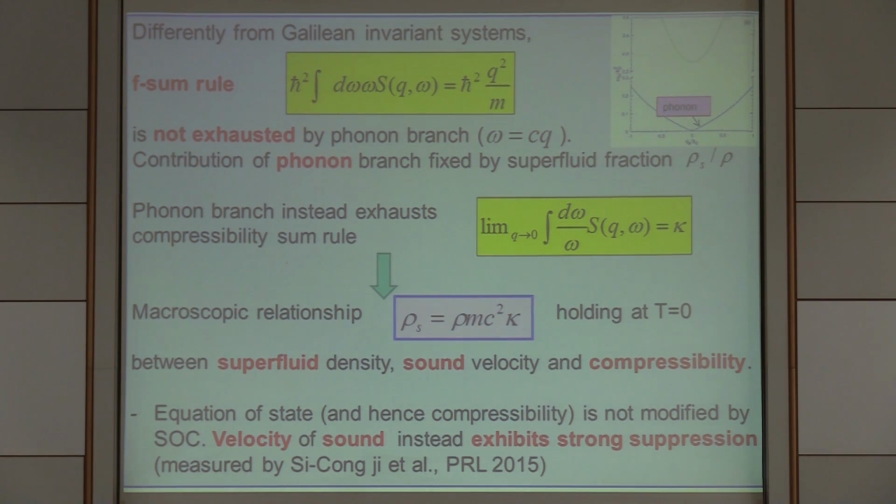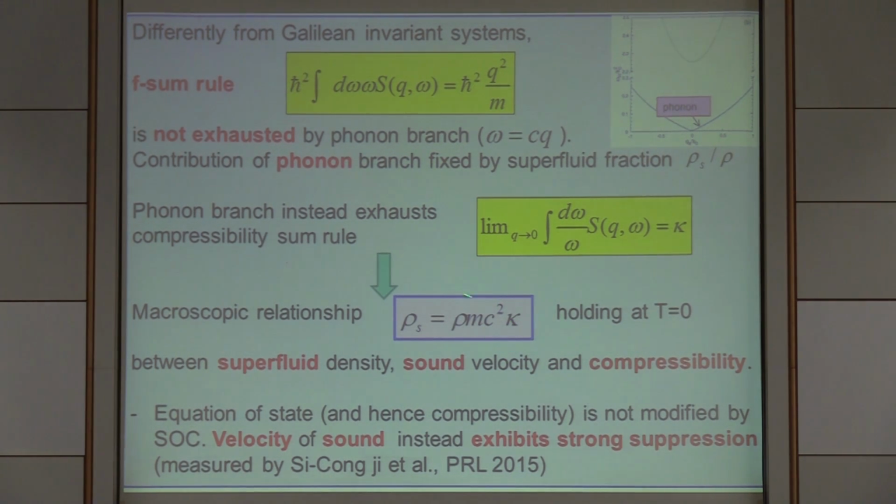Now, a peculiarity of spin-orbit coupling is that in first approximation, spin-orbit coupling does not modify the equation of state. So the equilibrium properties of the system, equation of state, pressure, compressibility, and the density profile in the presence of harmonic trapping are not modified by spin-orbit coupling, which instead plays a crucial role in modifying the dynamic properties and the transport properties, like the velocity of sound.